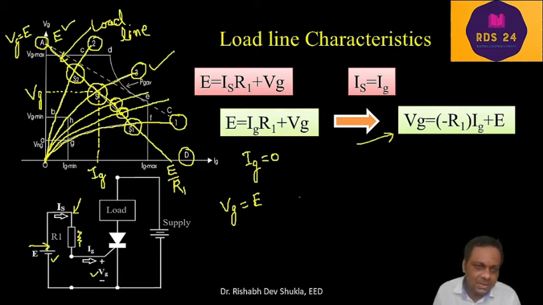So all the operating points lie at the intersection of the gate characteristics and the load line, because all the operating points lie on this load line. That's why the load line is the locus of operating points. The load line is the set of operating points.